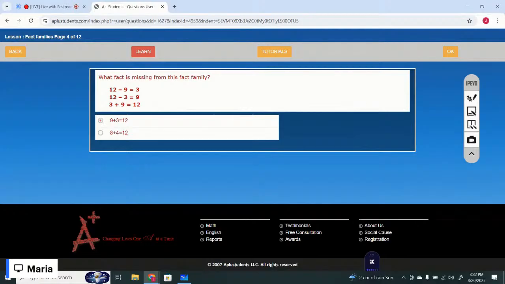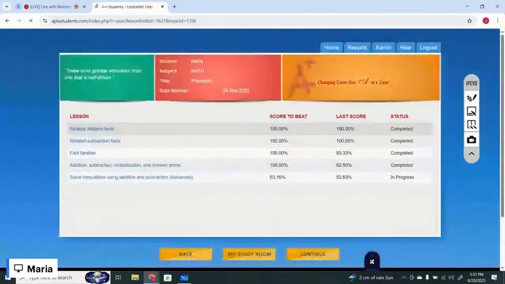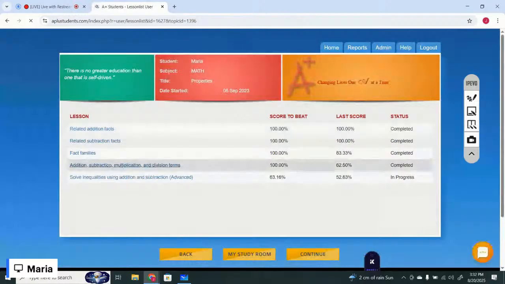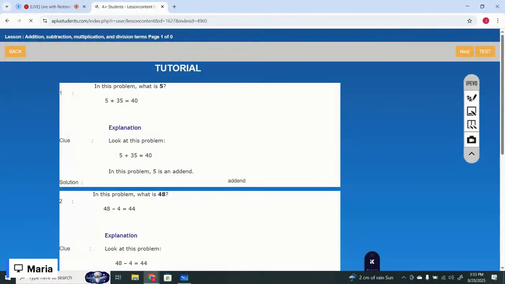Option number 1 is the correct option. That is 9 plus 3 equals 12. Okay, you can complete the lesson by yourself later today. Let me just move on to the next lesson. The next lesson is addition, subtraction, multiplication, and division terms. So let's just start with the lesson.